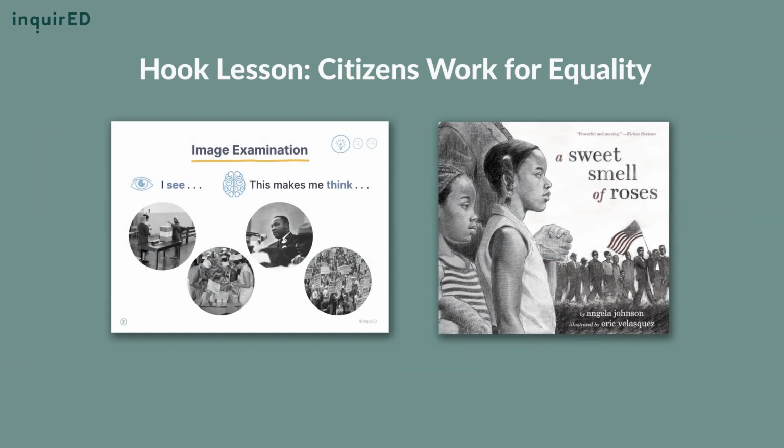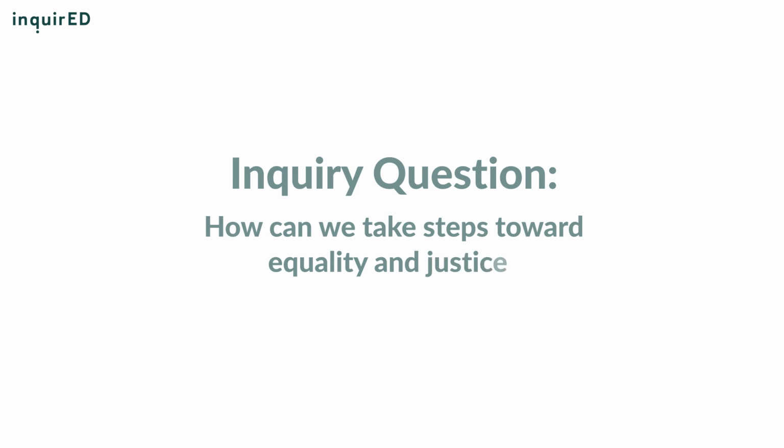The 20th century civil rights movement inquiry launches with the hook lesson, Citizens Work for Equality. In this lesson, students examine historical images and read A Sweet Smell of Roses to explore how citizens work together for change. At the end of the lesson, students are introduced to the inquiry question that will guide their exploration. How can we take steps towards equality and justice?